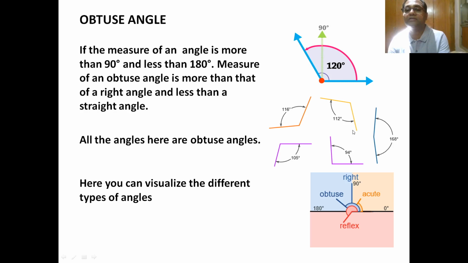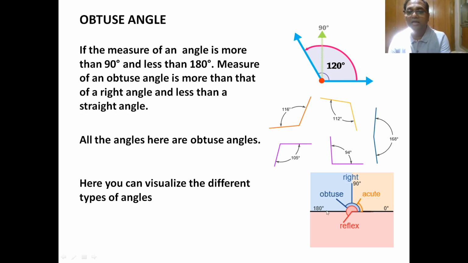Their orientations again can be of any kind. You can rotate them. So this is 116 degrees, 105 degrees, 112 degrees, 94 degrees and 168 degrees. All these angles are more than 90 and less than 180. So they are called obtuse angles. So any angle whose range is between 0 and 90 is called an acute angle.